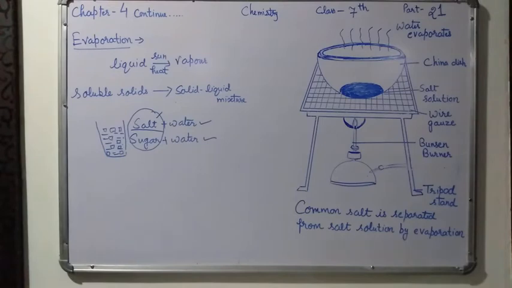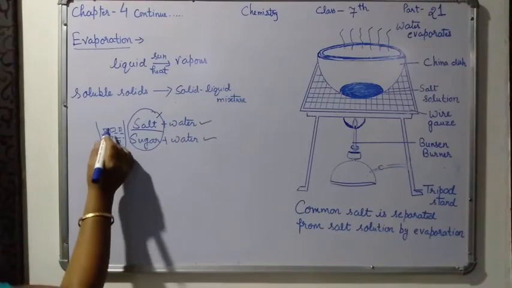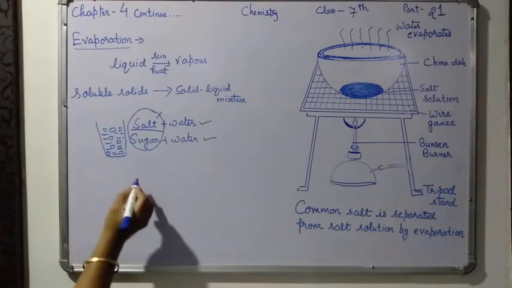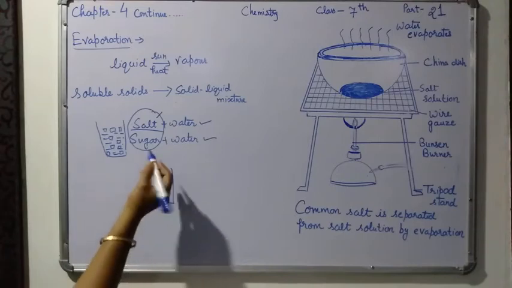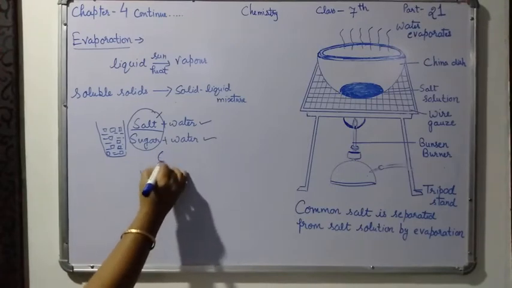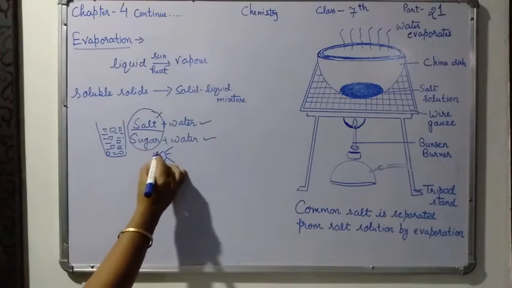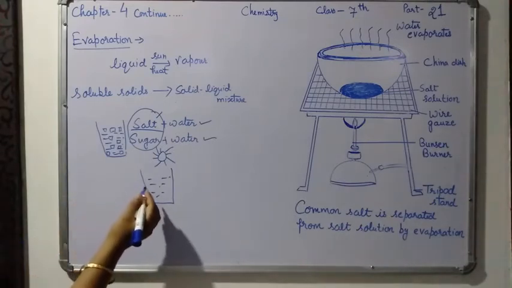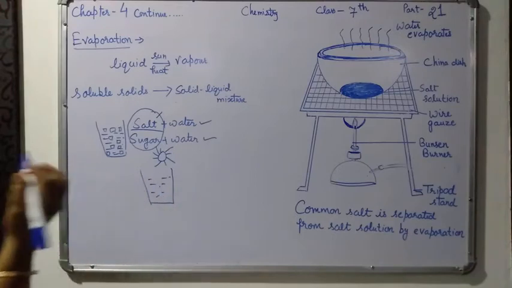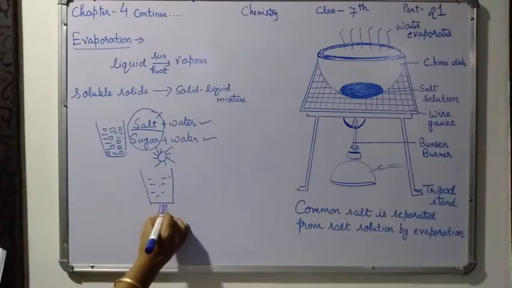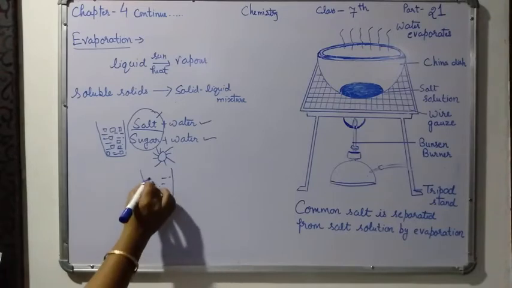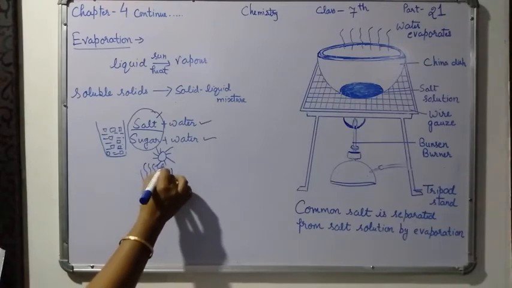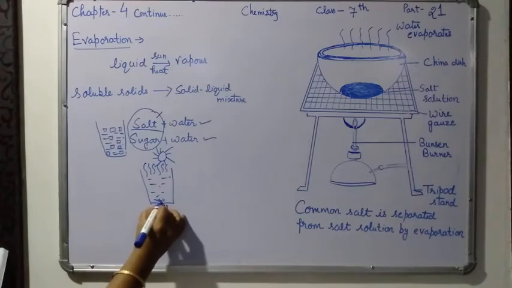In this method the solution is heated or kept open in the sun until all the liquid evaporates. You mix the salt in the water and keep it open in the sun, or you can heat the mixture. If you heat this mixture, all the water will be evaporated and one solid substance will be left behind.